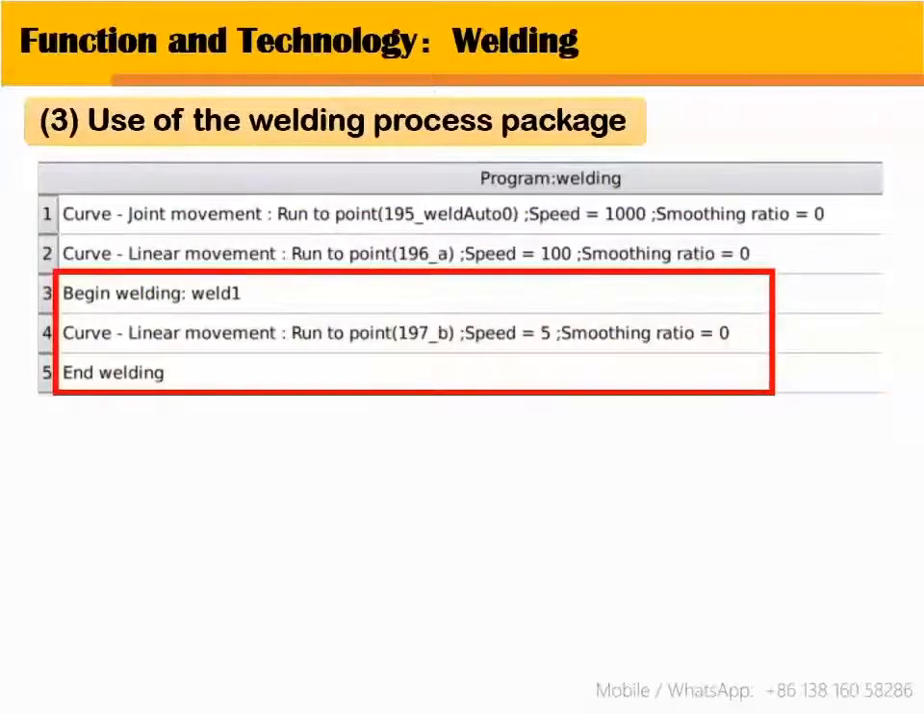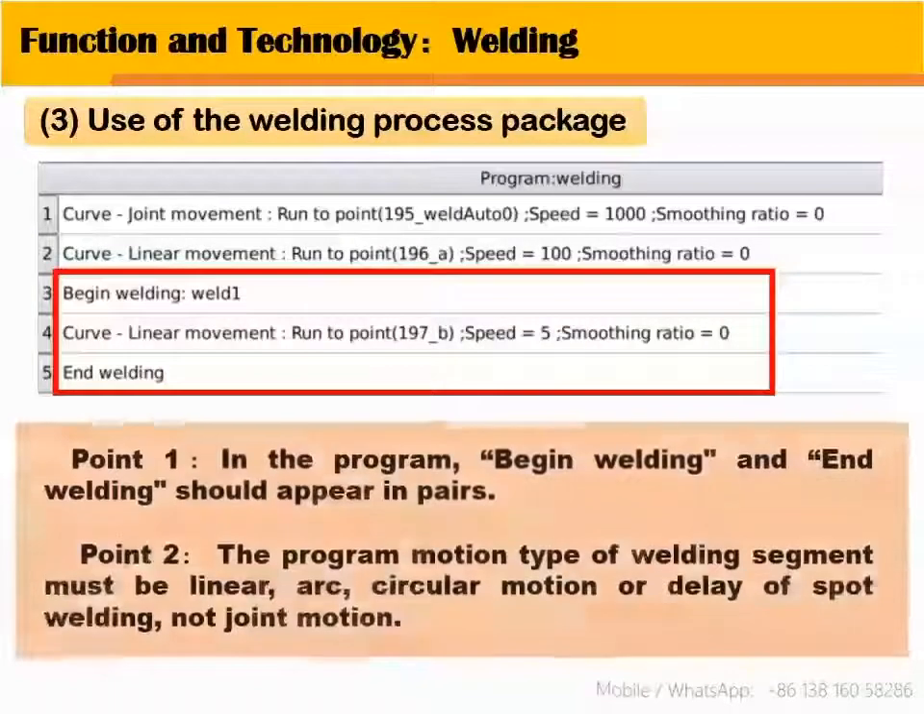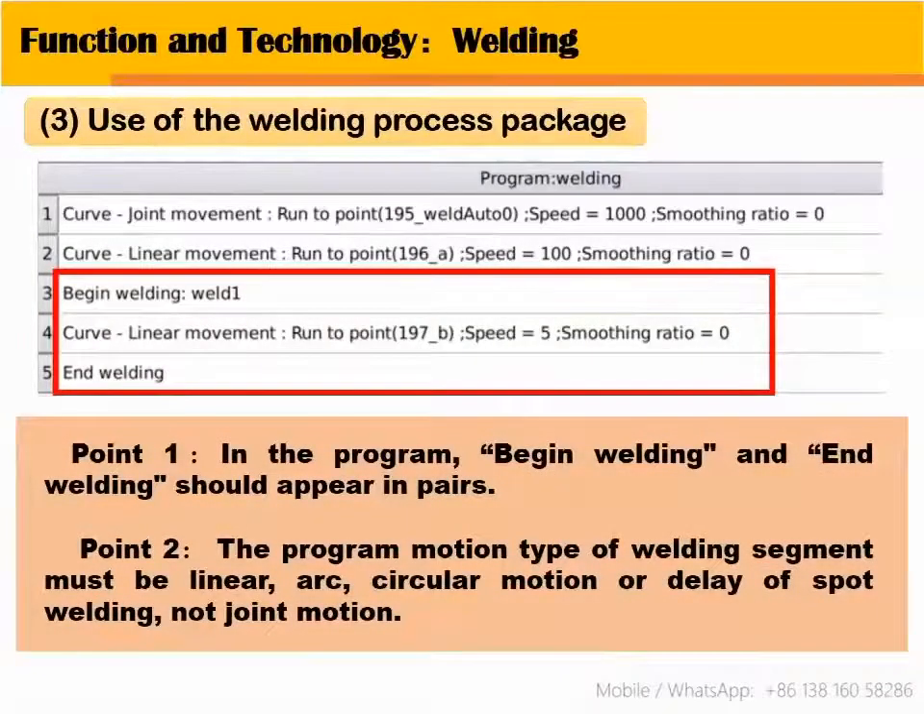3. Use of the welding process package. The welding program is shown in the figure. There are 2 points to note. Point 1. In the program, begin welding and end welding should appear in pairs. Point 2. The program motion type of the welding segment must be linear, arc, circular motion, or delay of spot welding, not joint.